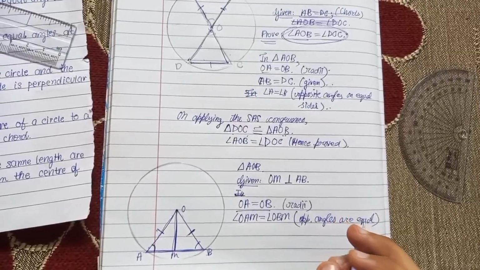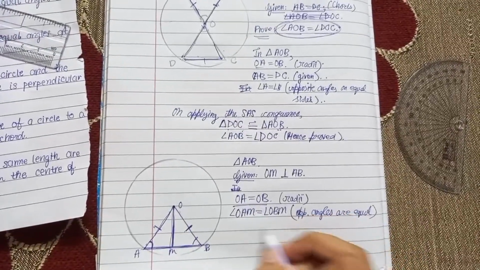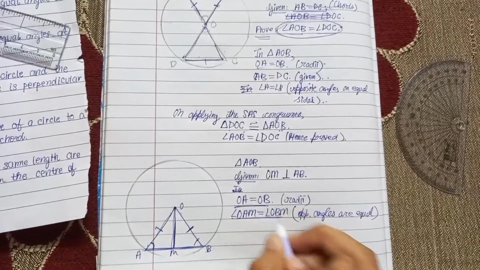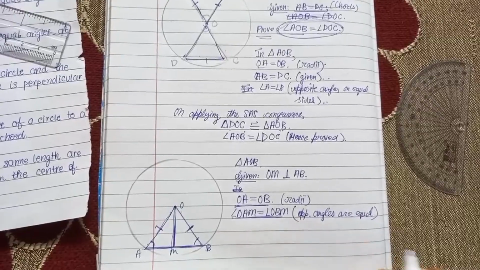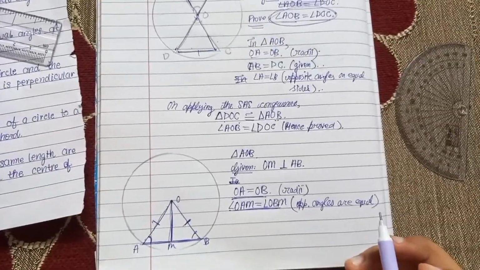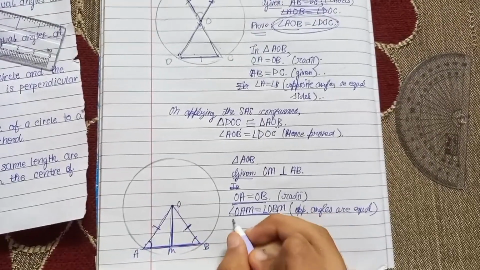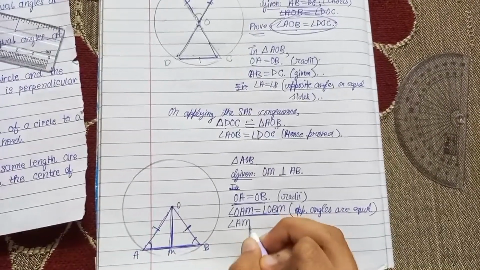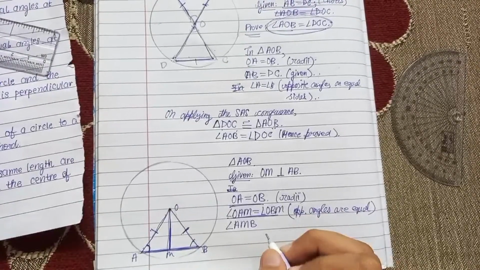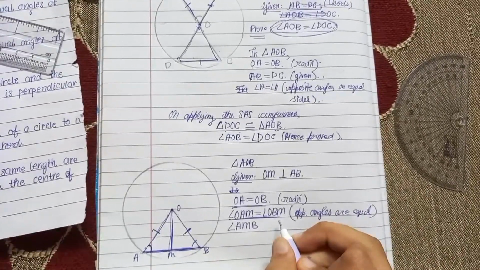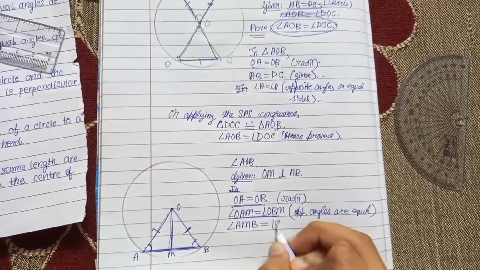After that, we have that these 2 radii are equal and these 2 sides are also equal. After that, this point A and B, angle AMB is equal to 180 degrees.